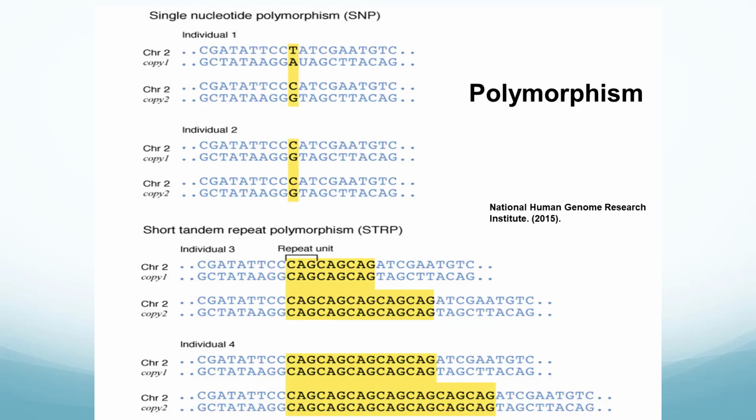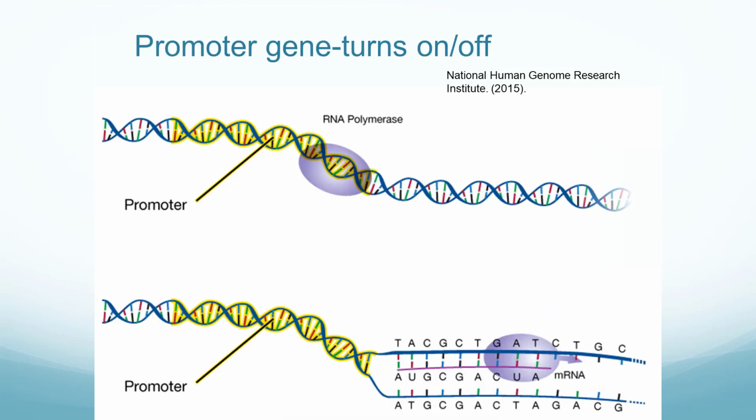This is an illustration for you. The top two variations shown are single nucleotide polymorphisms, just a single nucleotide, and then the bottom two are showing kind of a repeated version. So these are all polymorphisms.